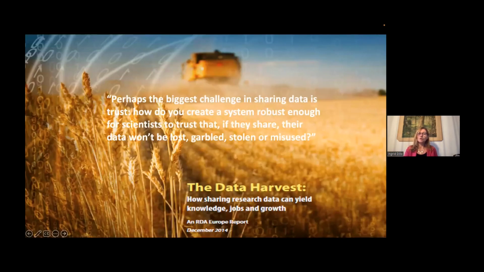Of course, that infrastructure that is needed to keep the data FAIR needs to be trusted by the researchers if we want them to share the data for reuse. This is an old quote you see on the screen, but I think it's very valid to this day. It says that perhaps the biggest challenge in sharing data is trust. How do you create a system, an infrastructure that is robust enough for scientists to trust that if they share their data it won't be lost, garbled, stolen, or misused? I think that is really at the heart of what we try to achieve with data infrastructure.